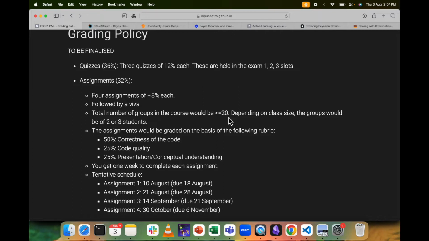We'd want the total number of groups to be 20. So depending on the number of students who are there in this course after the add drop, we'll tell you whether the group size is 2 or 3. Right? The ideal group size that we're looking for is around 20.